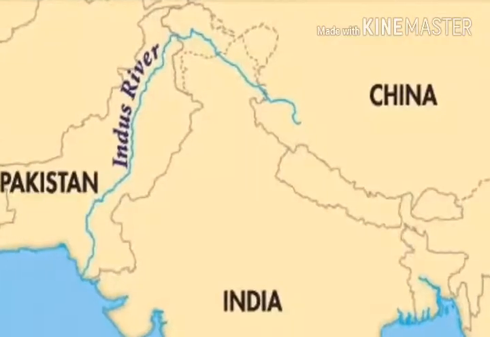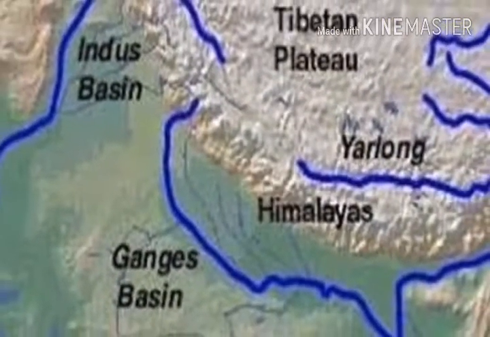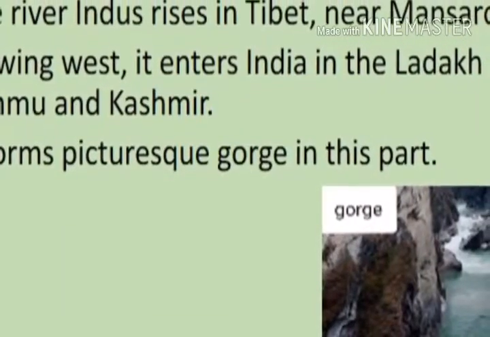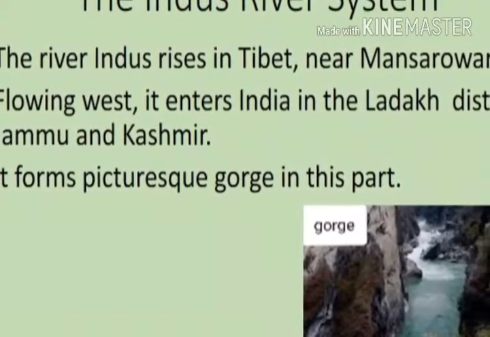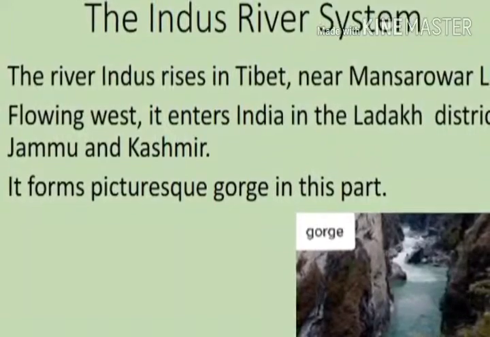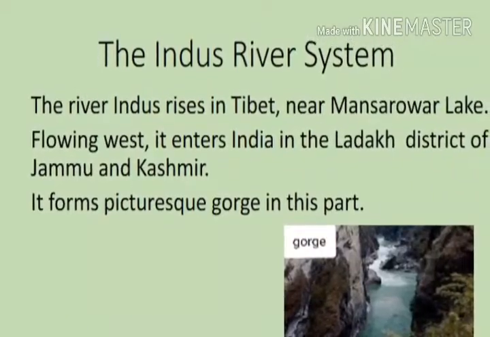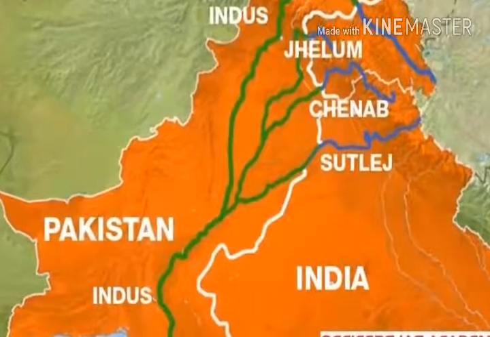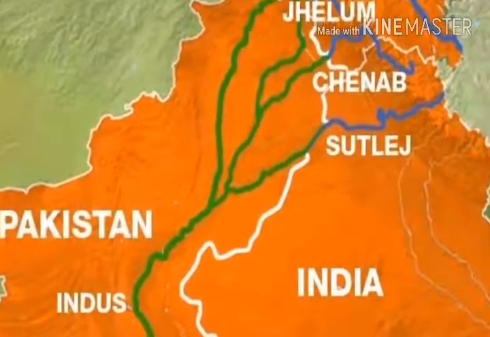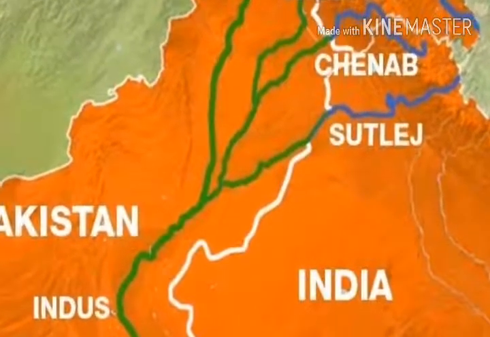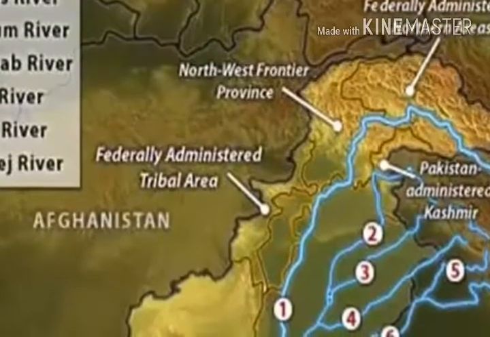The river Indus rises in Tibet near Lake Mansarovar. Flowing west, it enters India in Ladakh district of Jammu and Kashmir. It forms a picturesque gorge in this part. Several tributaries, the Zaskar, the Nubra, the Shyok, the Hunza, join it in the Kashmir region. The Satluj, Beas, Ravi, the Chenab, the Jhelum join together to enter the Indus near Mithankot in Pakistan. The Indus flows southward, reaching the Arabian Sea east of Karachi.